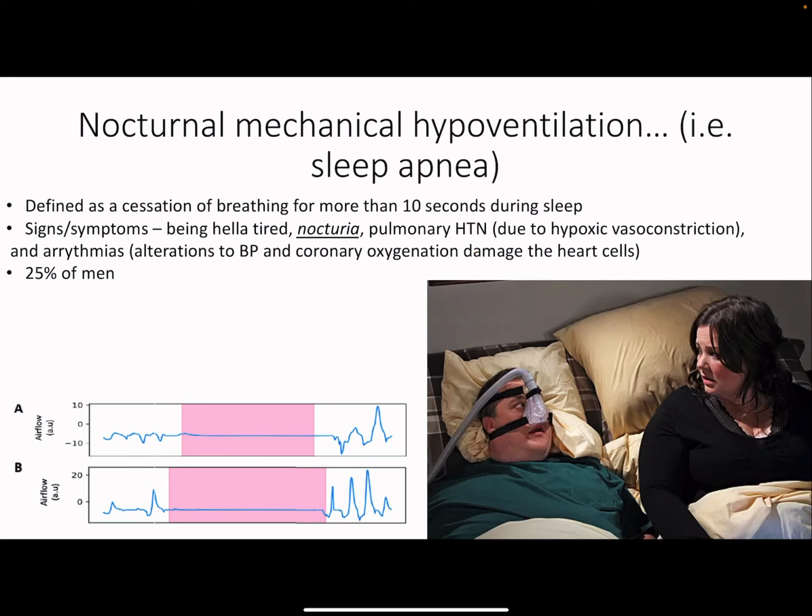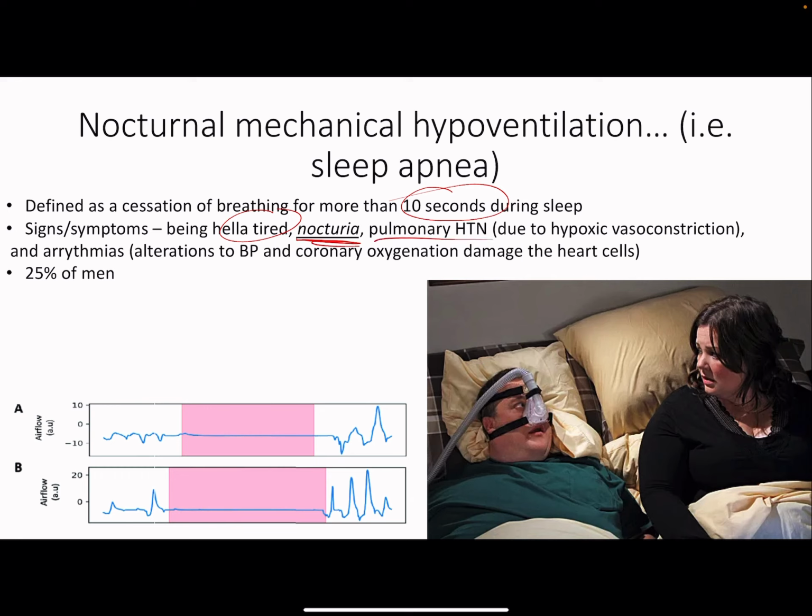We can also, we're kind of sliding this in, nocturnal mechanical hypoventilation. In other words, sleep apnea. So hypoventilation that occurs really just during sleep. It's defined as a cessation of breathing for more than 10 seconds during sleep, a couple episodes a night. Obviously, somebody will be really tired. Nocturia, so going to the bathroom a lot, peeing more than 2 episodes per night.